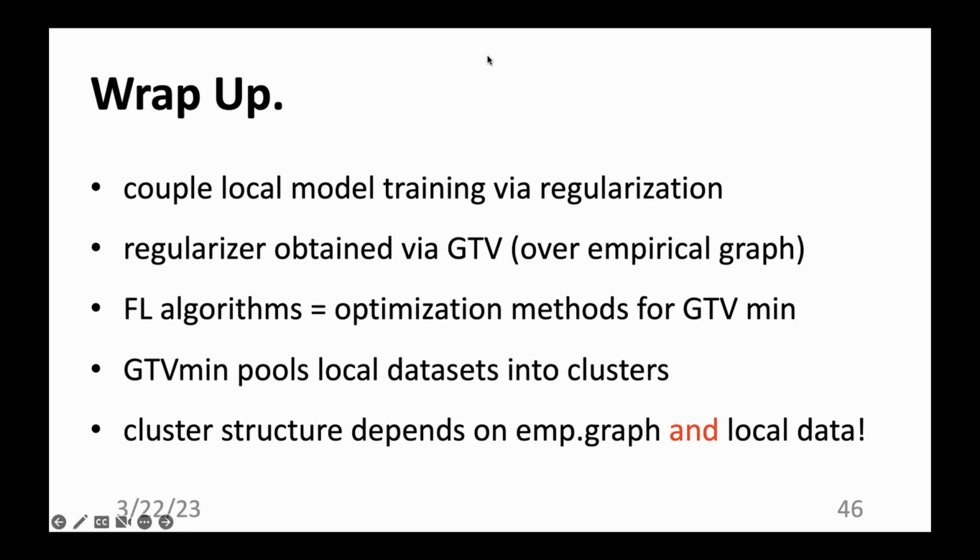Okay, that's all from my side. Are there any questions? There's one question. How can we force non-parametric models to be similar?